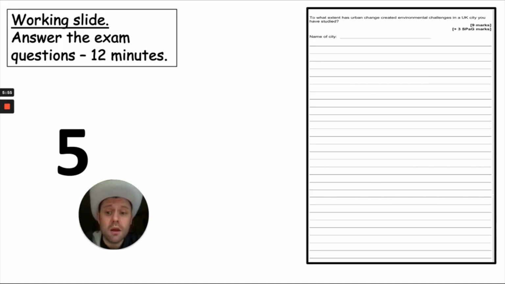If you wrote, in Birmingham, there's lots of air pollution, this damages the environment, you're going to pick up a mark or two, because that's accurate knowledge, isn't it? But remember, when we're moving through the levels, that's accurate knowledge, but is it clear? Is it detailed?